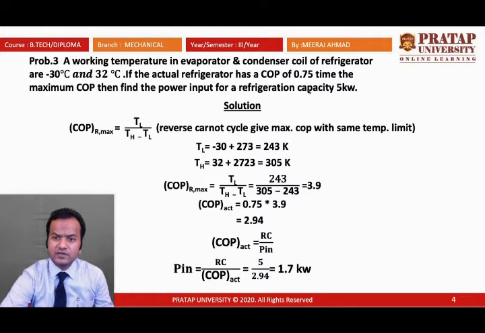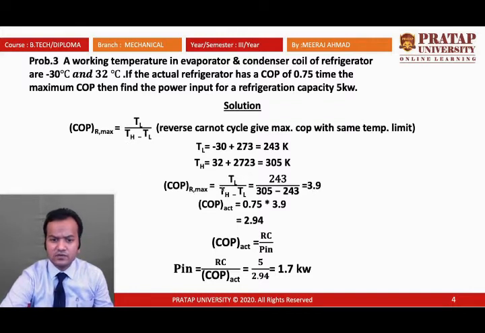Here the refrigerant capacity RC is given. You have to find the power input. First, before solving the question, you have to find the COP of the refrigerator, the maximum COP, by using the formula in terms of temperature. First you find the maximum COP.